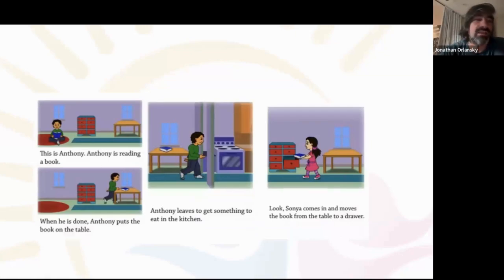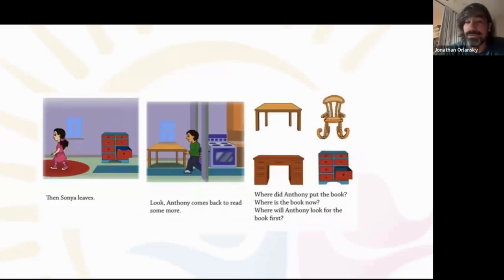All right, so this is an example where we have some information and we can draw certain conclusions. This is Anthony. Anthony is reading a book. When he's done, Anthony puts the book on the table. Anthony leaves to get something from the kitchen. Look, Sonia comes in and moves the book from the table to a drawer. Then Sonia leaves. Look, Anthony comes back to read some more.